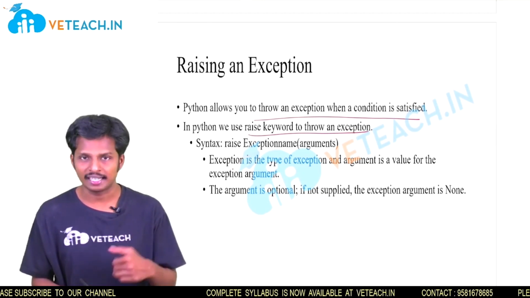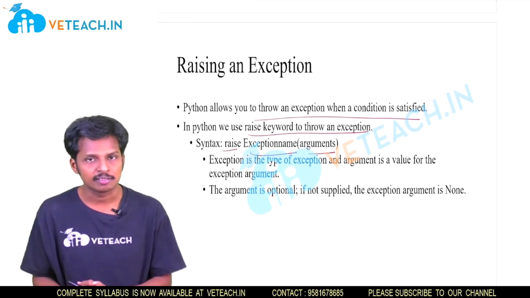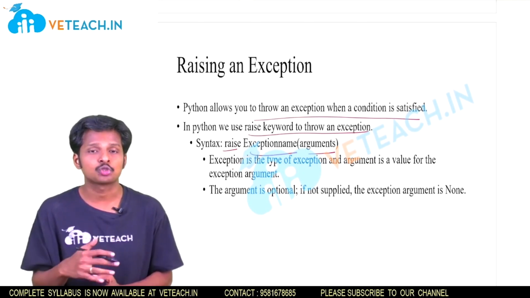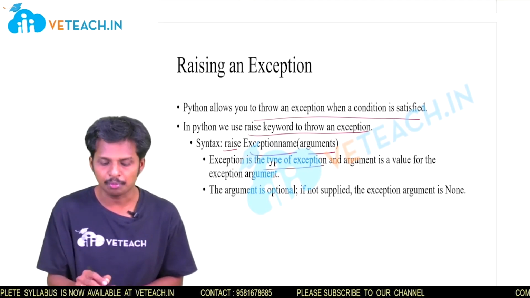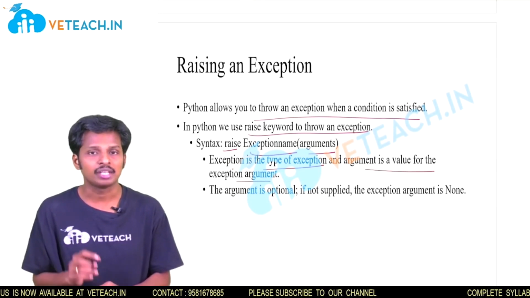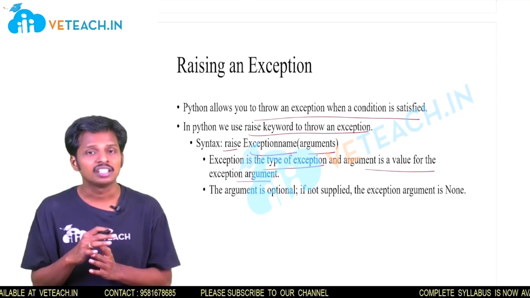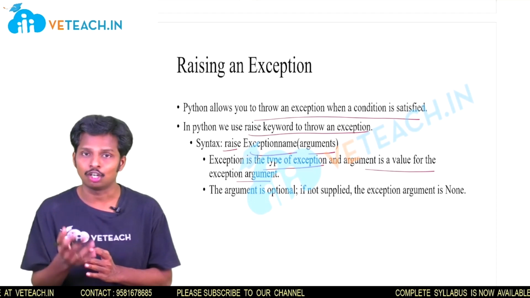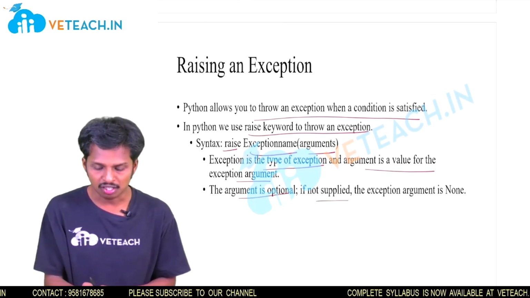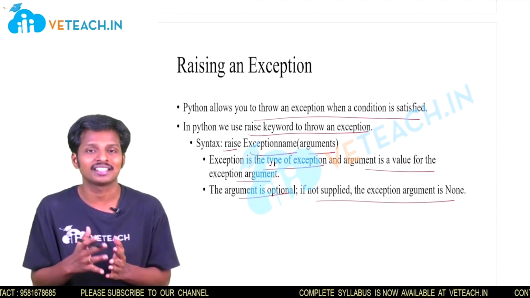The syntax for raising an exception is raise space exception name with a list of arguments. Raise is the keyword, and exception name is the name of the exception that has to be raised. Exception is the type of exception and argument is the value for the exception argument. There are some exceptions which take arguments, and there are some exceptions which don't take any arguments. That's why exception arguments are optional. If not supplied, the exception argument is none.